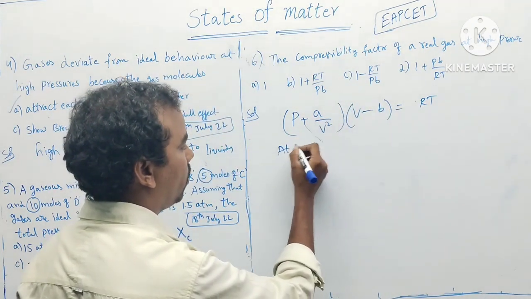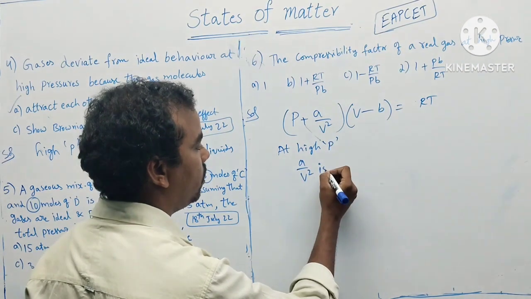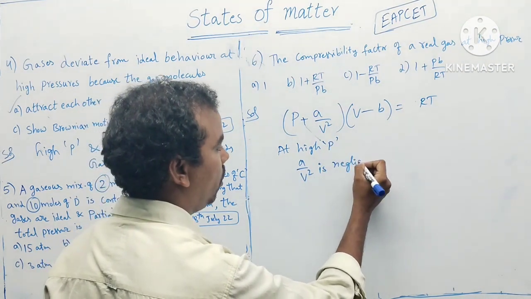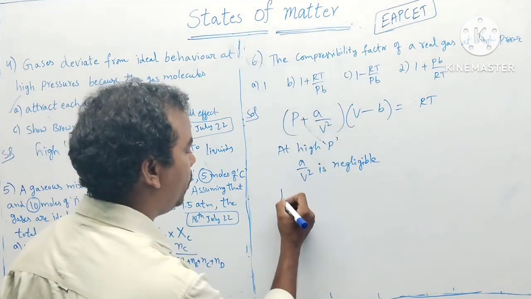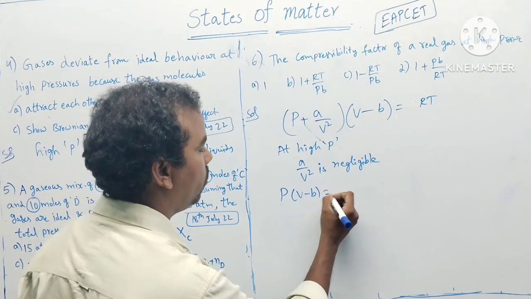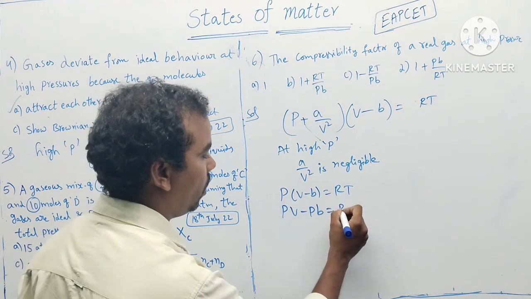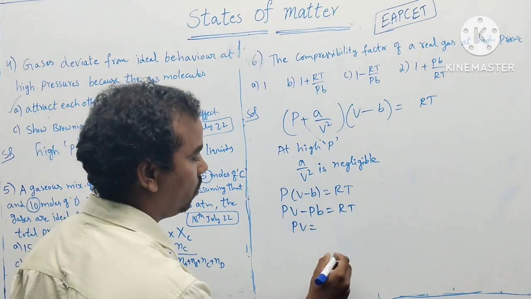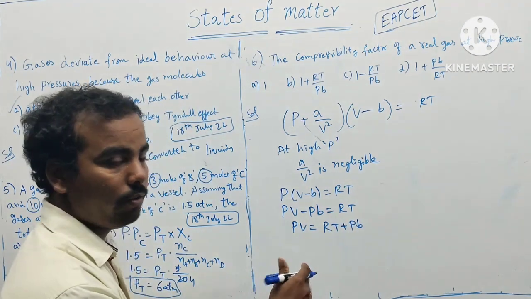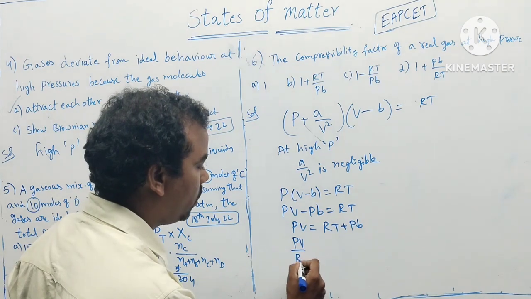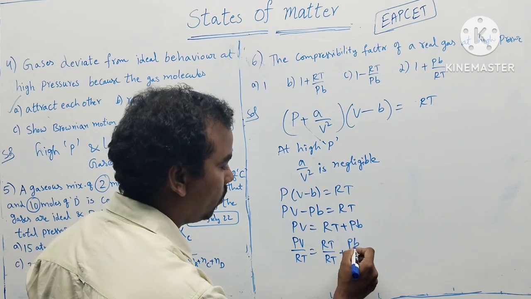At high pressures, a by V squared is negligible. Very important, remember, at high pressures a by V squared value is negligible. So that means P into V minus b is equal to RT. So PV minus Pb is equal to RT. So PV is equal to RT plus Pb. If you divide by RT, PV by RT is equal to RT by RT plus Pb by RT.